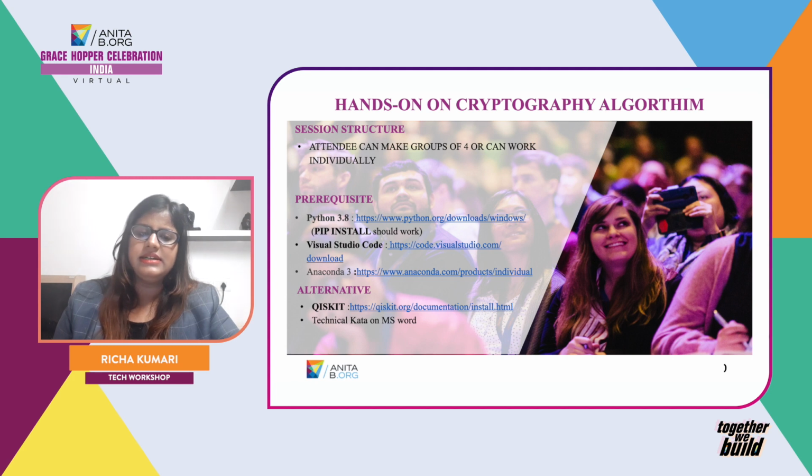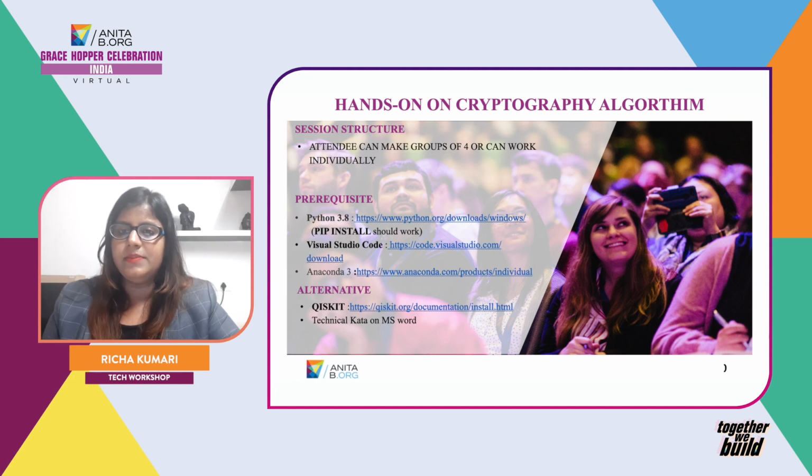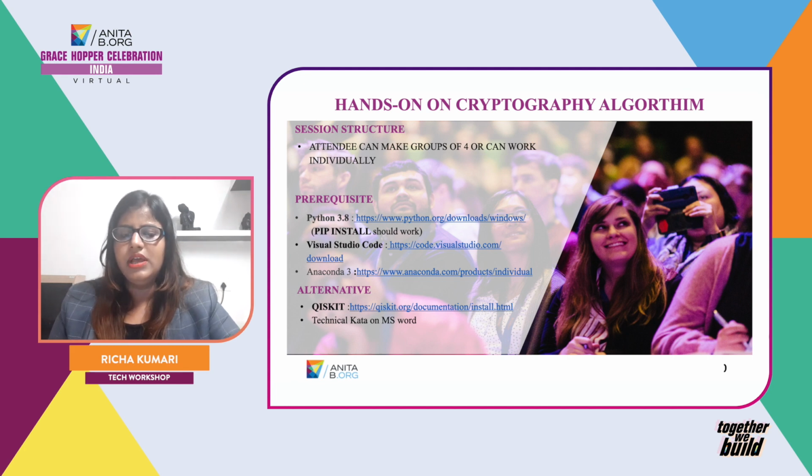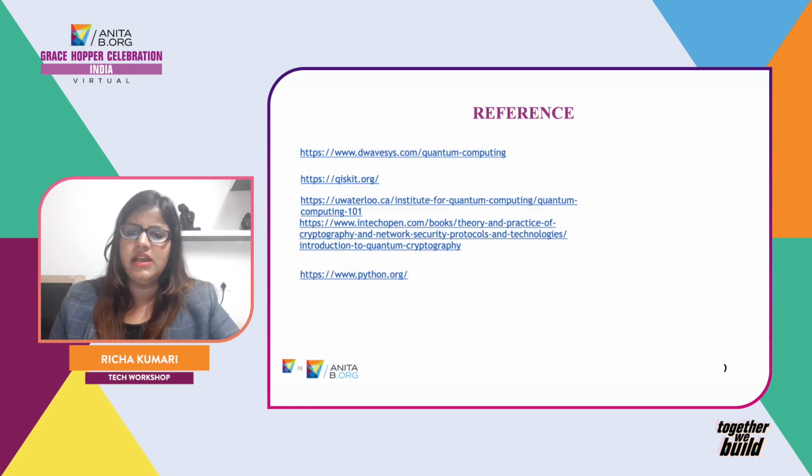Proceeding further, these are very famous concepts for quantum computing calculations. For that, attendees need to install Python, and with Python they need to install Qiskit. If anyone is not able to install Qiskit, we have an alternative approach: we can use the technical kata, as well as the online Qiskit tool. Further, we have explored and researched using these reference links. Many things are available on Google, but these will be very helpful links for attendees.